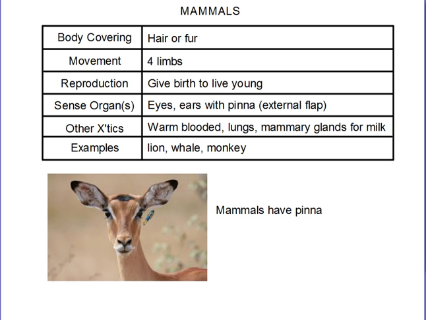So we have 2 eyes, we have 2 ears. Now ears extend outward, called the pinna. Mammals are warm-blooded. We maintain a constant body temperature. We have lungs, and then the female mammals produce milk for their young ones. Examples are lion, whale, monkey. Then we can add humans and dolphins and then bats to this group.